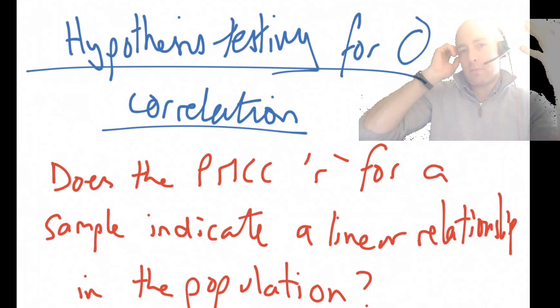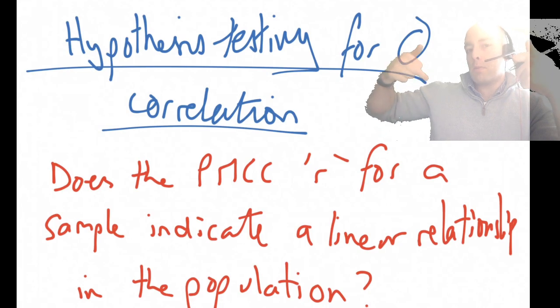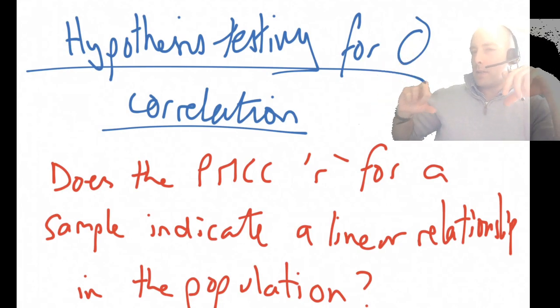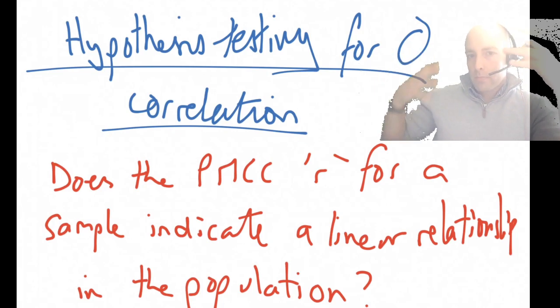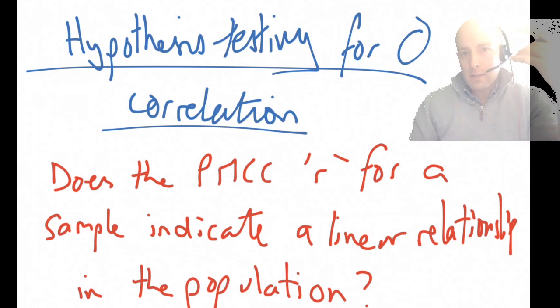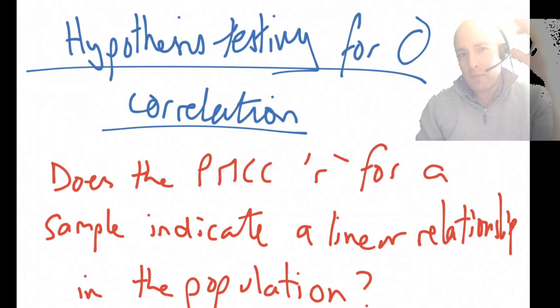So like we did with probability, does the probability of winning in my sample reflect the claimed probability of success in the population? Does the mean of my sample likely represent the mean of the population? And in this one, does the PMCC, the correlation coefficient of my sample, likely match the correlation coefficient of my population? So you guys can see, hopefully, how this all starts to fit together.